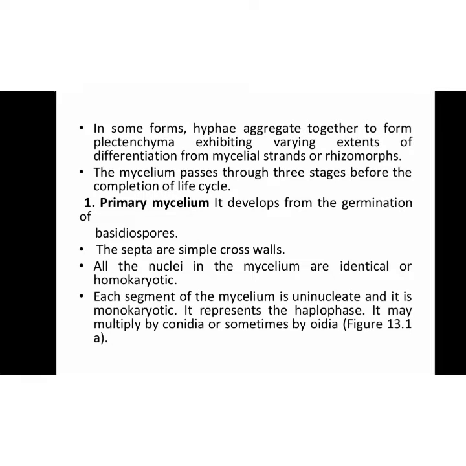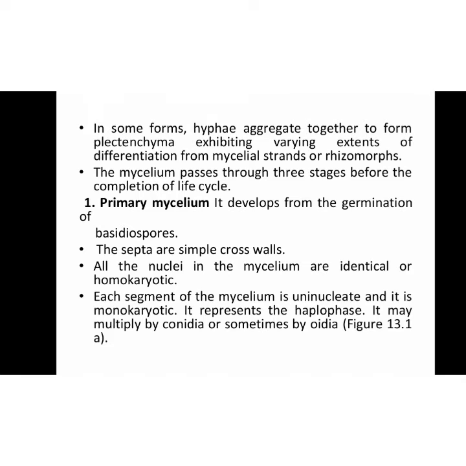In some forms, hyphae aggregate together to form plectenchyma, exhibiting varying extents of differentiation, such as mycelial strands or rhizomorphs. The mycelium passes through 3 stages before the completion of the life cycle. 1. Primary mycelium. It develops from the germination of basidiospores.